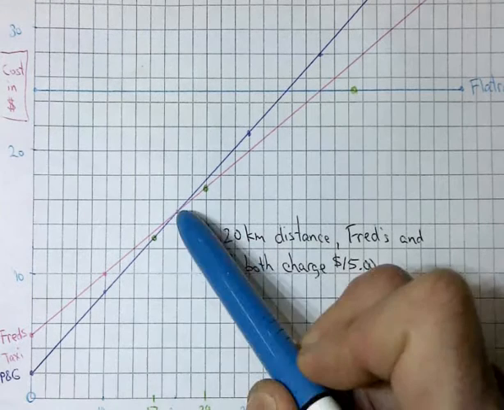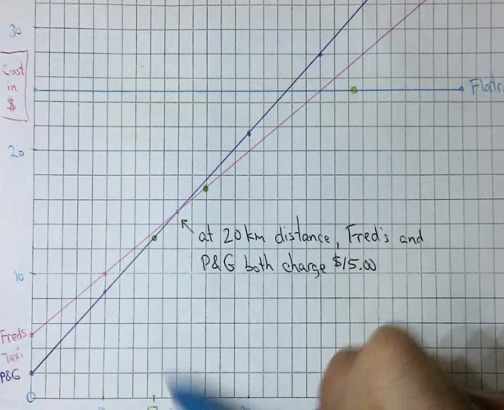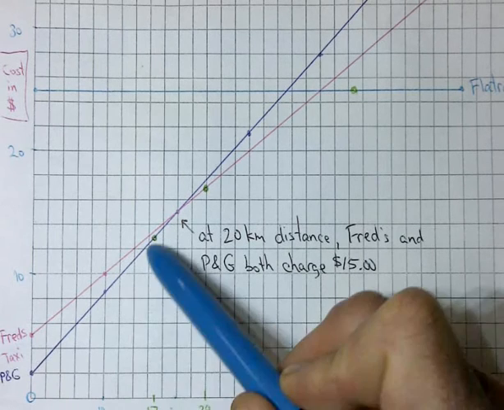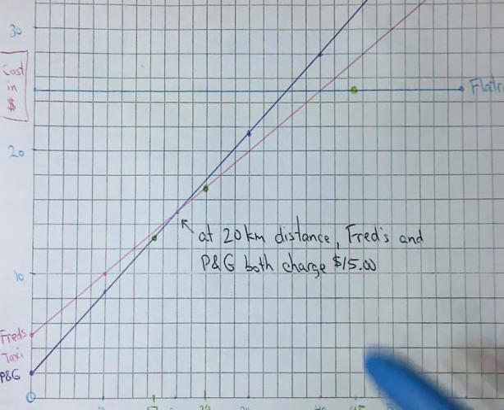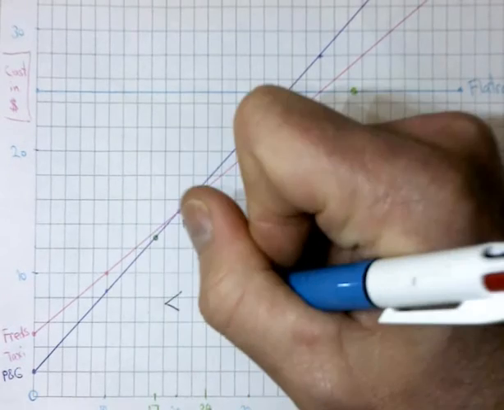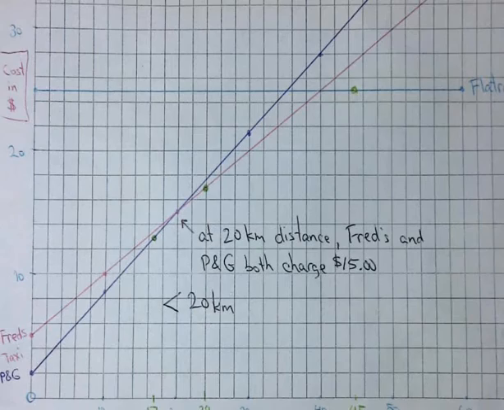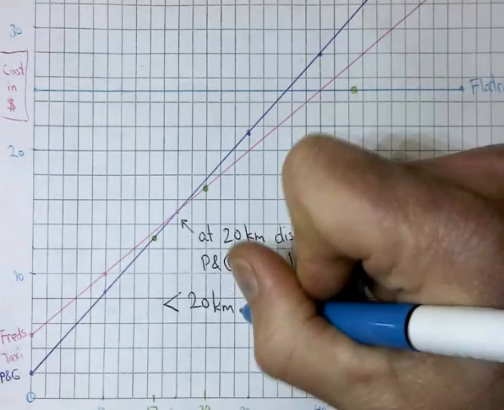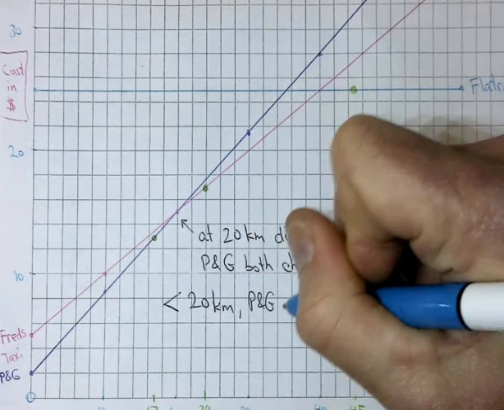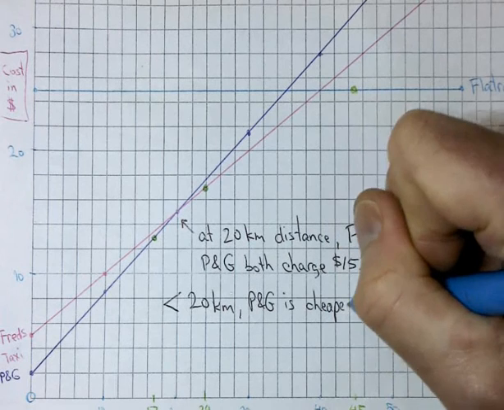Now, if you are going less than 20 kilometers, we see P&G's line is below Fred's. So the answer for question 3, as long as we are driving less than 20 kilometers, as long as you're going less than 20 kilometers, P&G is the cheapest. And that answers for us question 3.